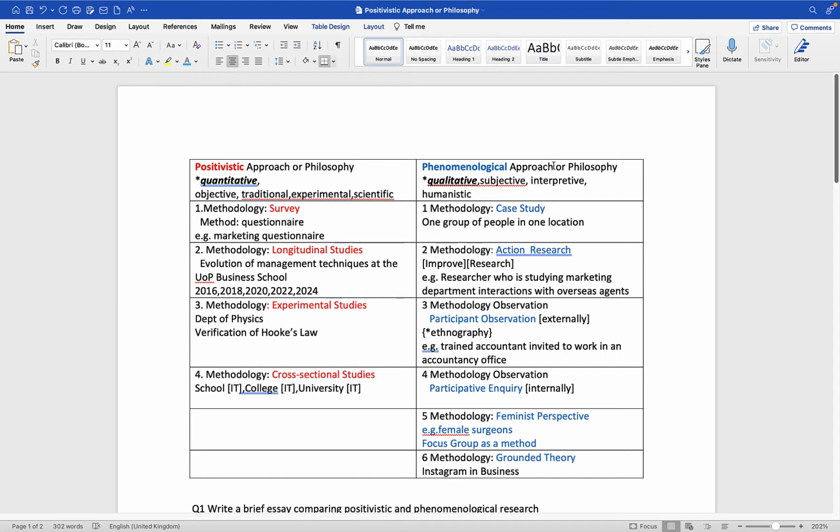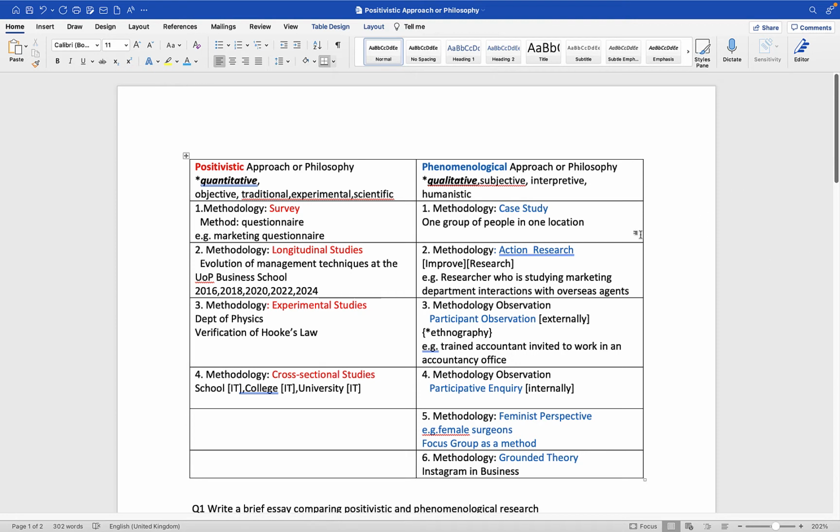Now you'll notice that the phenomenological approach has 6 methodologies. 1, case study. 2, action research. 3 is participant observation. 4 is participative inquiry. 5 is feminist perspective, and 6 is grounded theory. Now let's look at these in turn.